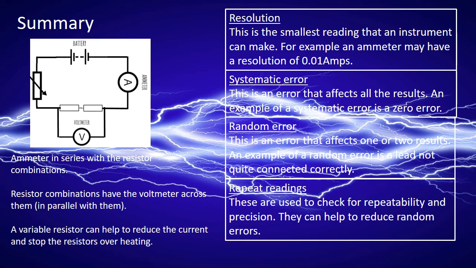I'm going to leave you with a summary. I've given a description of the words resolution, systematic error, random error and repeat readings. Make a note of those if you've not got them. On the left-hand side, we've got the diagram of the circuit that we used, with 2 resistors in series, and you just put your different combinations in that gap. I've explained that the resistor combinations need the voltmeter across them in parallel and the ammeter in series, and why the variable resistor is there: so you can reduce the current and stop the resistors overheating.